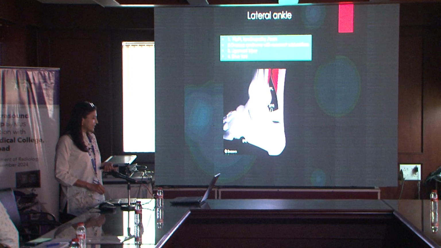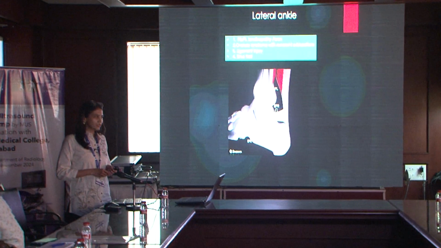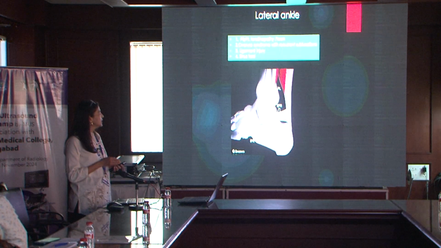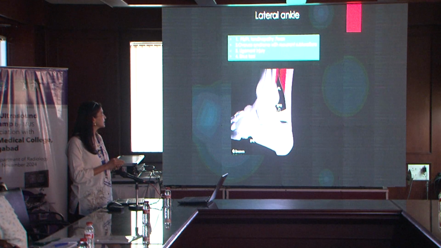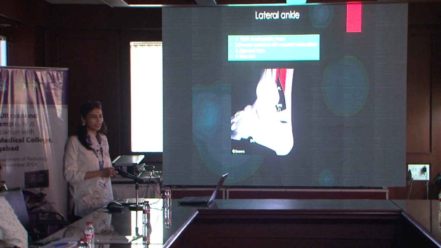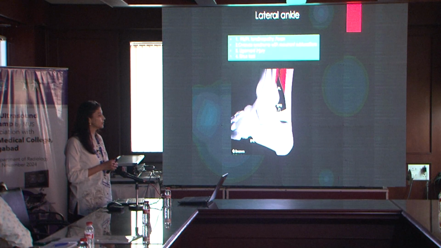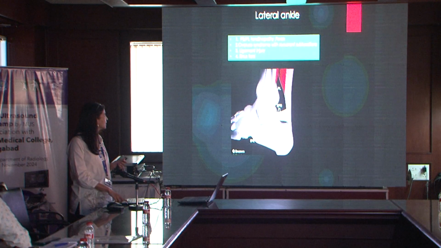Lateral ankle pathologies would involve the peroneus longus and brevis tendon. The retinaculum would be involved whenever there is any break in the retinaculum; there would be subluxation. Ligament, as explained nicely by Dr. Gaurav, there would be ligament injuries like the talofibular ligament and the calcaneofibular ligament, and the sinus tarsi syndrome.